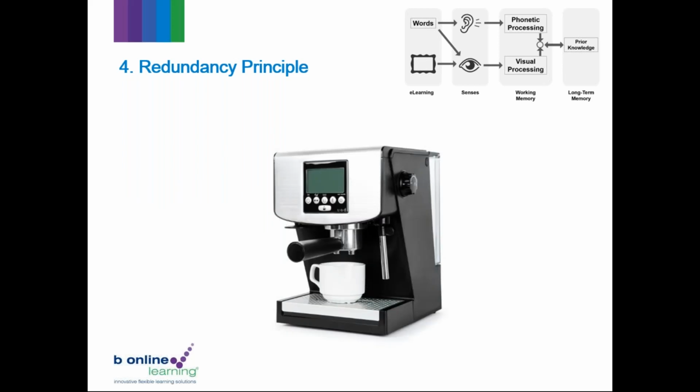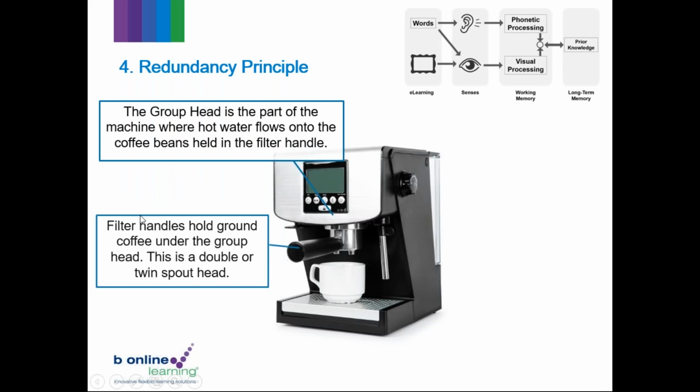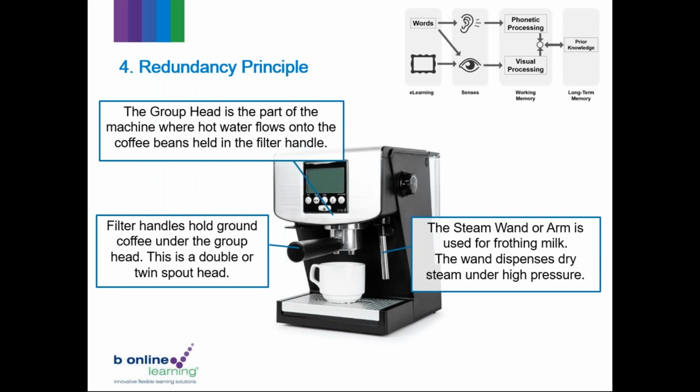So rather than having somebody read, the group head is part of the machine where hot water flows onto the coffee beans held in the filter handle. Filter handles hold ground coffee under the group head. This is a double or twin spout head. The steam wand or arm is used for frothing milk. The wand dispenses dry steam under high pressure.